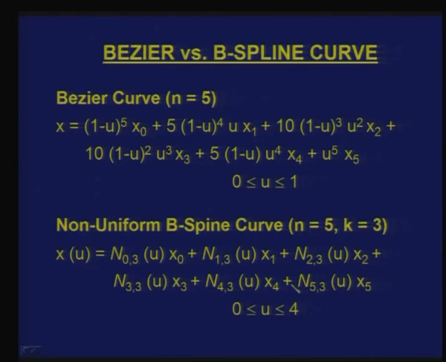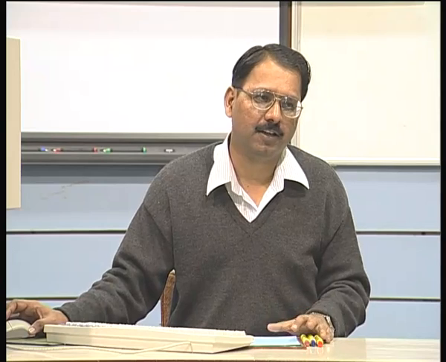Next, when I select u is equal to 1 to 2, N03 will be 0. The next three are non-zero, whereas N43 and N53 will be zero. So these N's, the basis functions, are defined in such a manner that the definition itself includes which will be 0 or non-zero, depending on the k value selected for a particular curve.